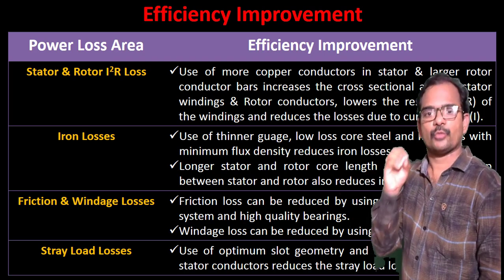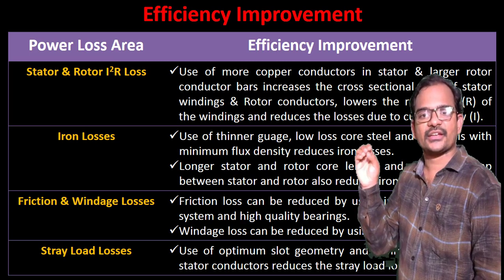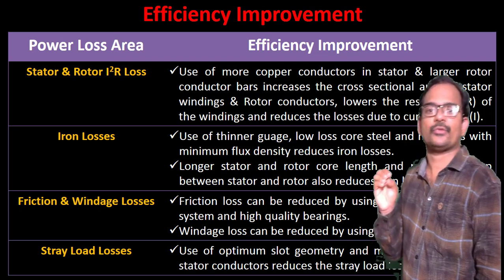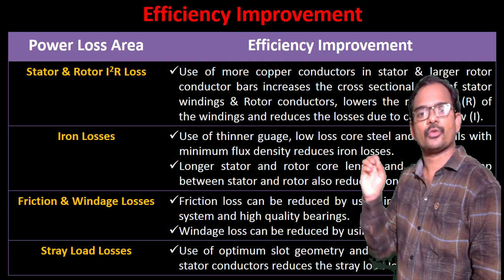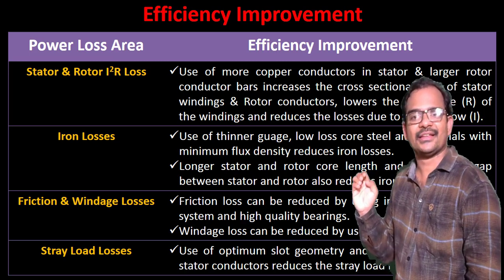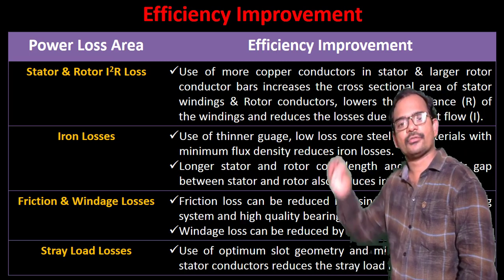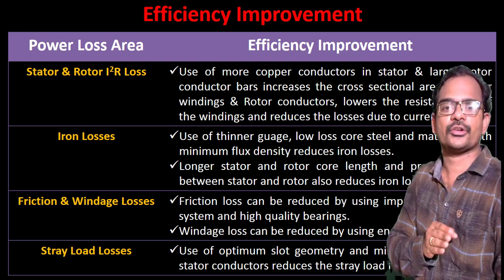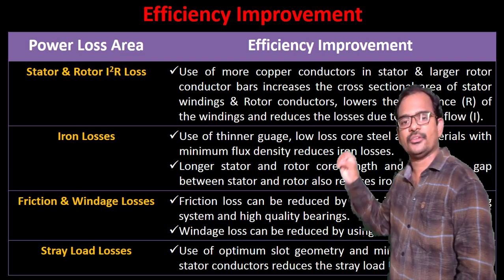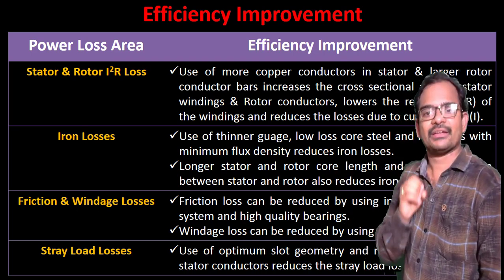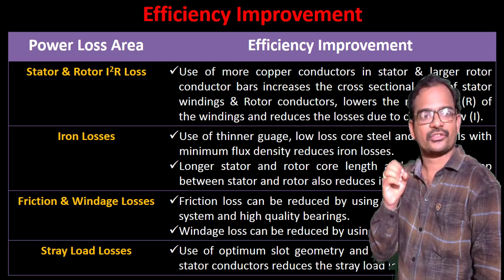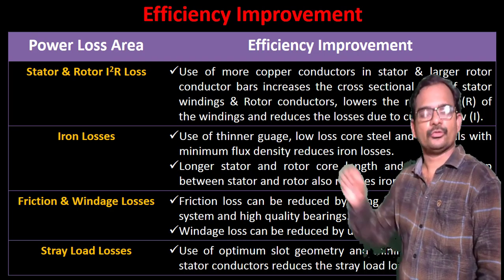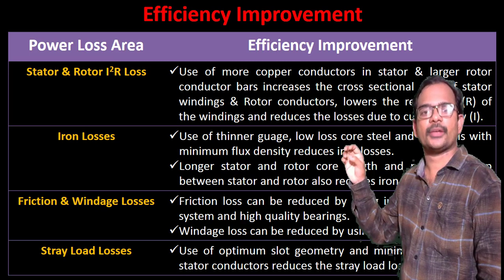When you do these two things, what happens? The cross-sectional area of the stator windings and rotor conductors increases. So whenever the cross-sectional area increases, what happens? We know that the formula for resistance is rho L by A, where rho is the specific resistance, L is the length and A is the area of cross-section. Whenever the area of cross-section is improved, what happens to the resistance? It decreases, because resistance is inversely proportional to the area of cross-section. So whenever the resistance decreases, the I square R losses will definitely decrease because of the reduction in the value of the resistance. So when you do these two things, the stator and rotor copper losses can be minimized.